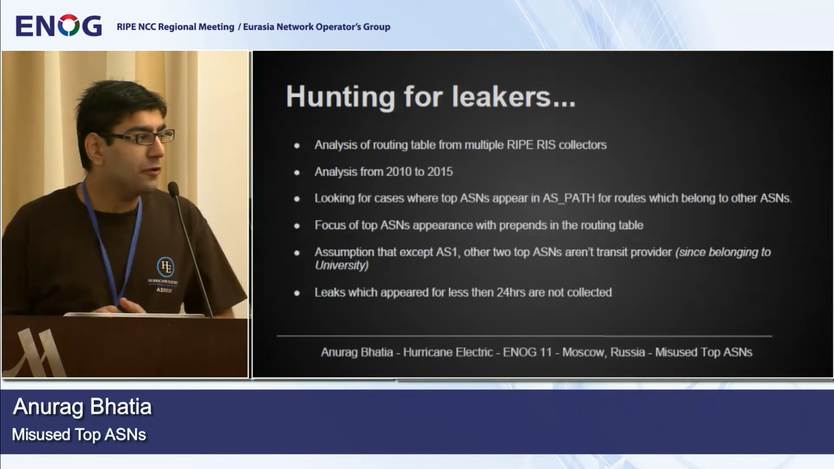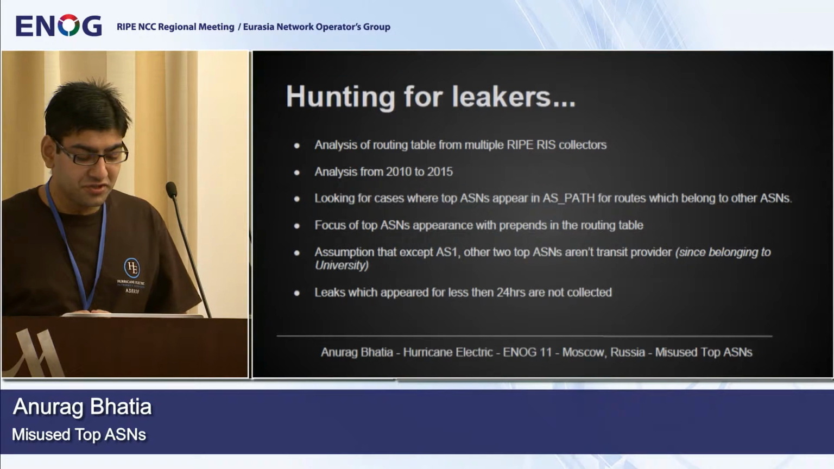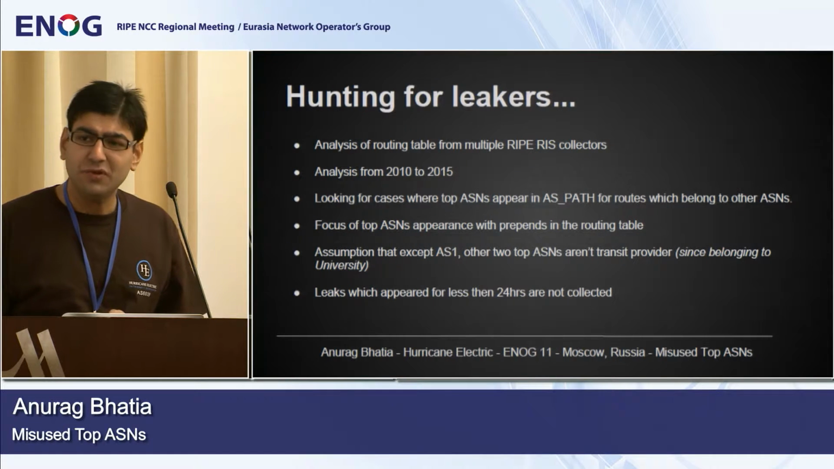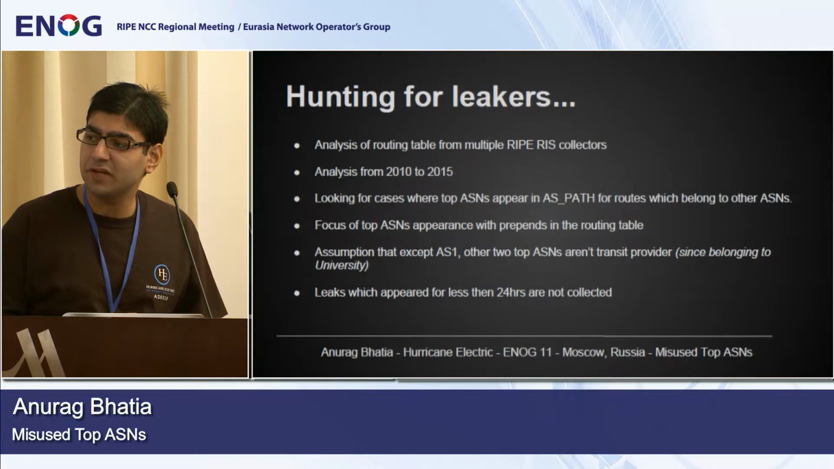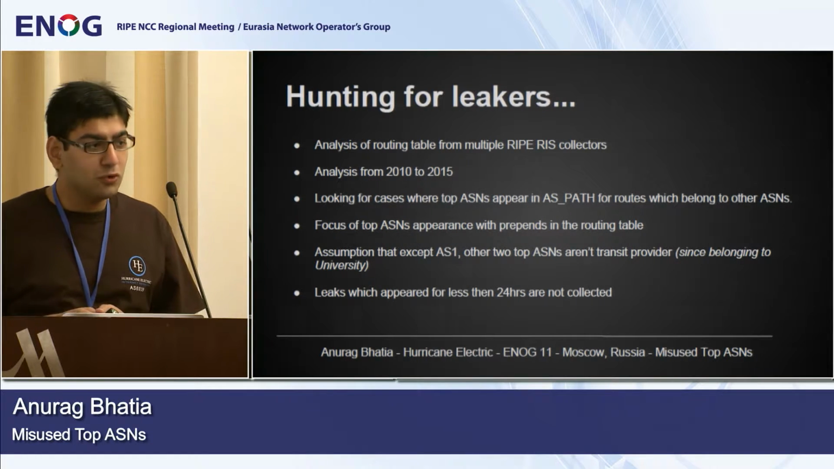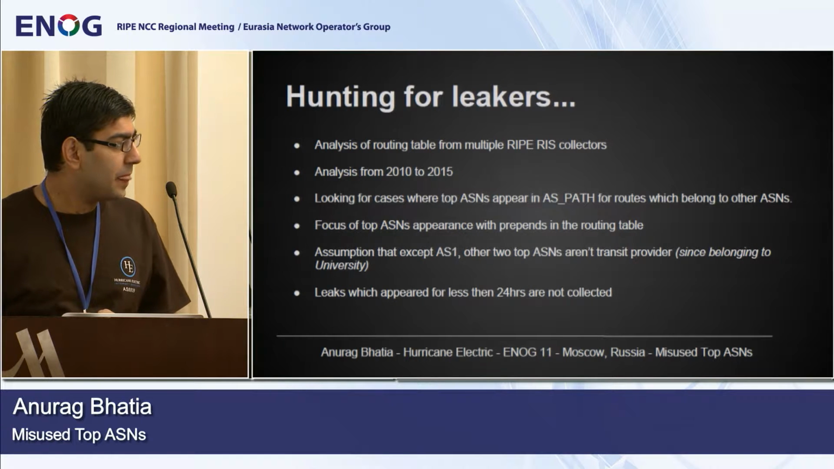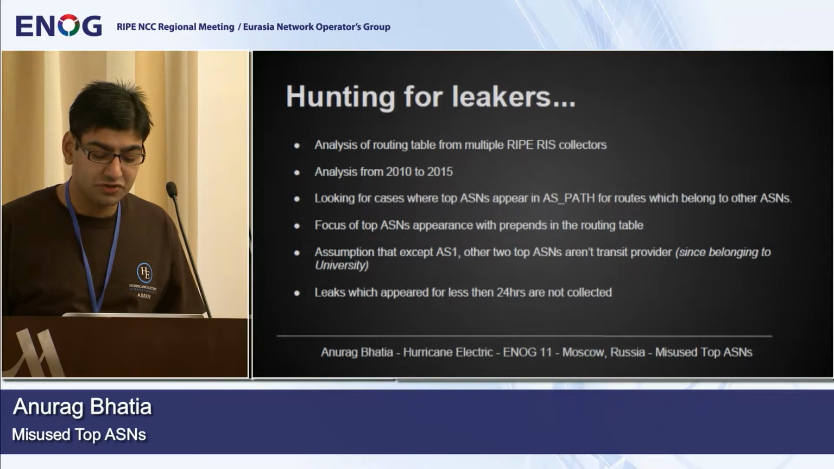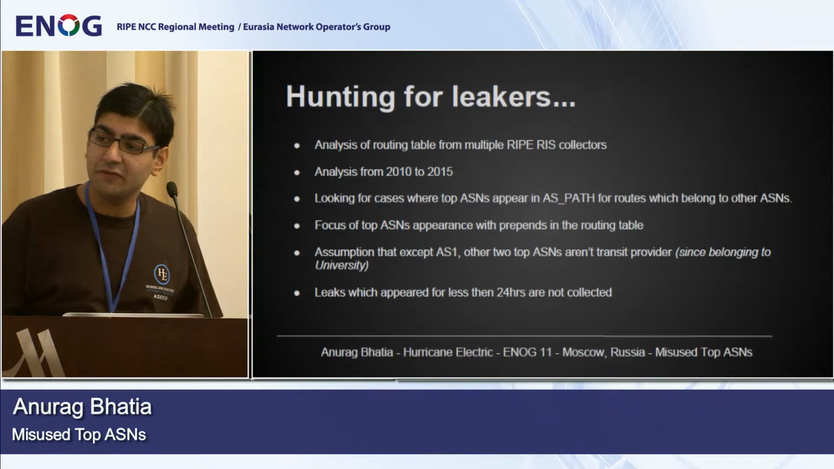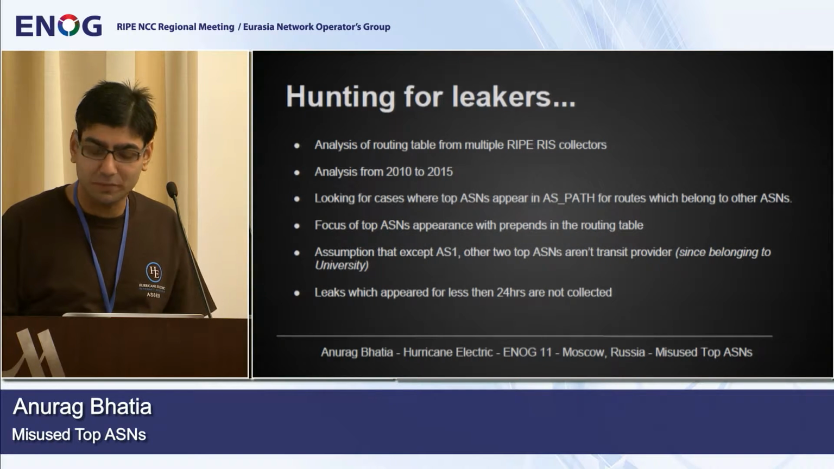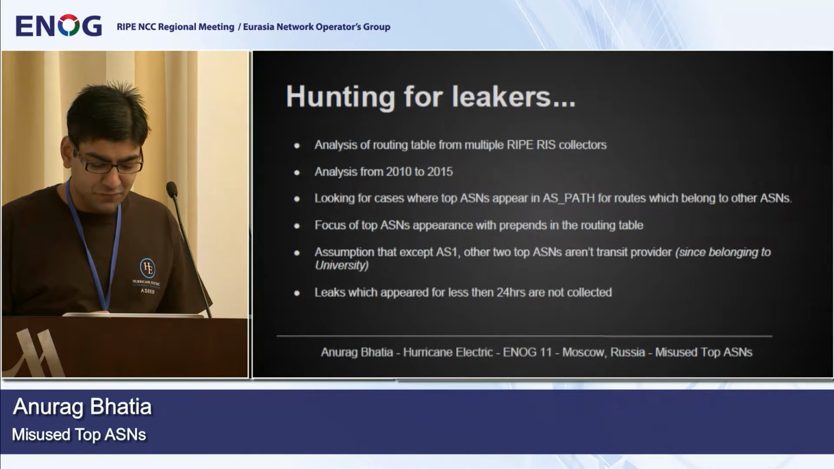So how did we hunt for the leakers of these top ASNs? The idea was to go into the routing table from RIS collectors. We used RIS collectors as well as some of the data from Oregon dumps. And we looked at this data from 2010 till 2015. The study was done in August 2015, so the data runs up to August. The specific criterion we looked for was where AS1, 2, or 3 is appearing with the prepends, because this was the most common pattern. And we just focused on these ASNs.